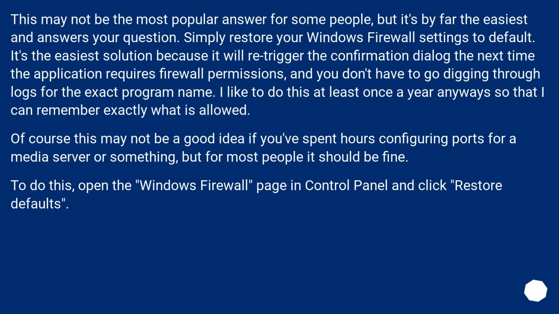I like to do this at least once a year anyways so that I can remember exactly what is allowed. Of course, this may not be a good idea if you've spent hours configuring ports for a media server or something, but for most people it should be fine. To do this, open the Windows Firewall page in Control Panel and click Restore Defaults.